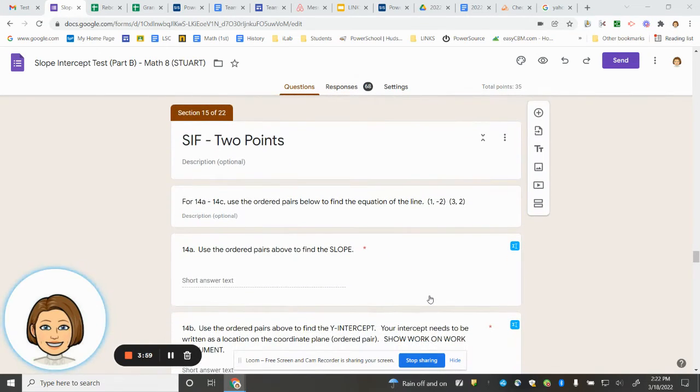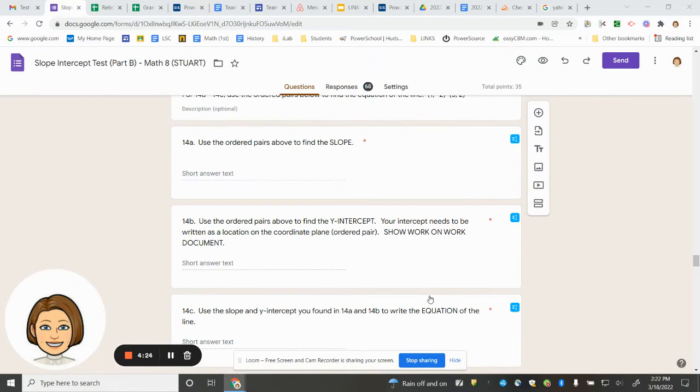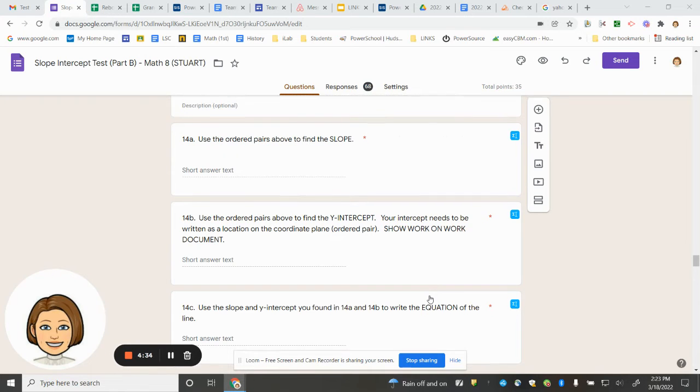This next section is 2 points. Using the 2 points, find the slope and the y-intercept. 14a, using the points (1, -2) and (3, 2), find the slope. In 14b, using those 2 ordered pairs, find the y-intercept. 14c, now that you have the slope and the y-intercept, write the equation of those 2 points using y equals mx plus b form, or slope-intercept form.